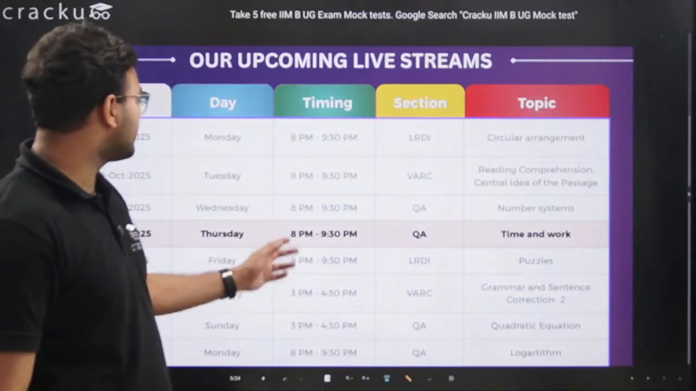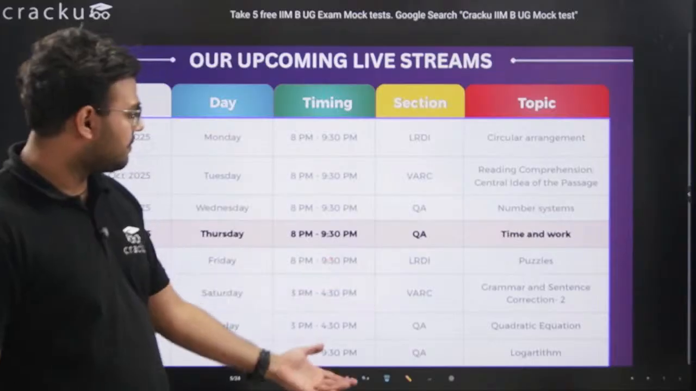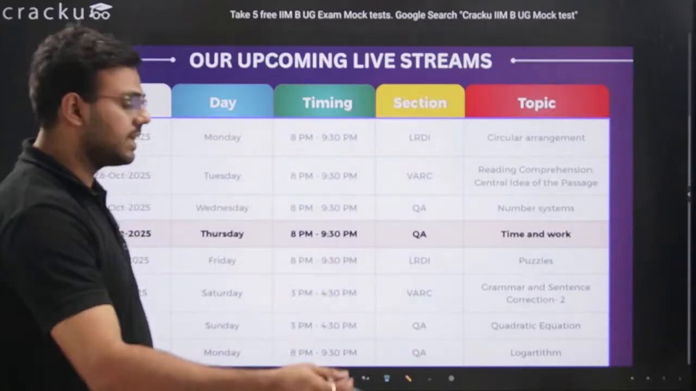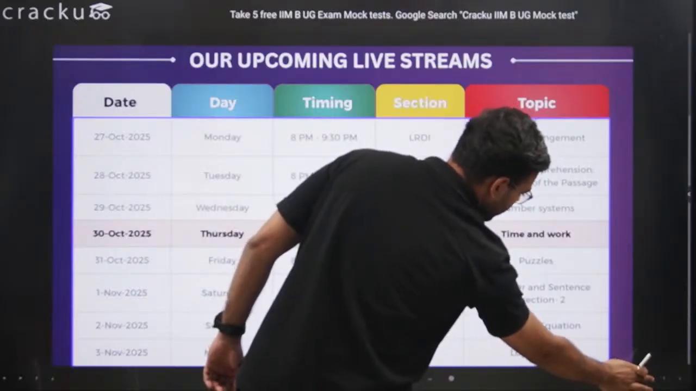So this is the general information about the sessions. Today is time and work. Tomorrow we have puzzles, then grammar and sentence correction, and then we have algebra. So this is about the schedule for the classes.